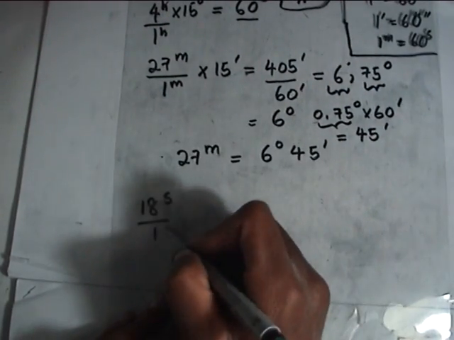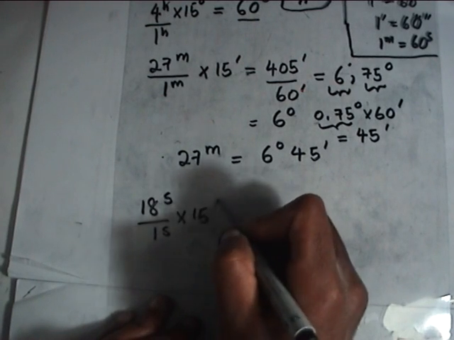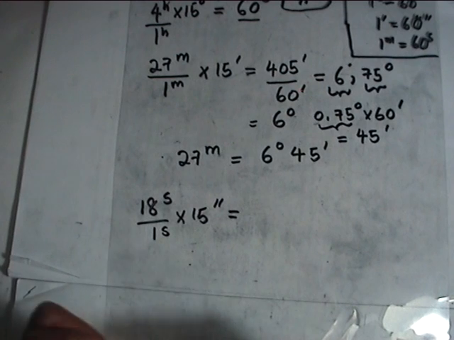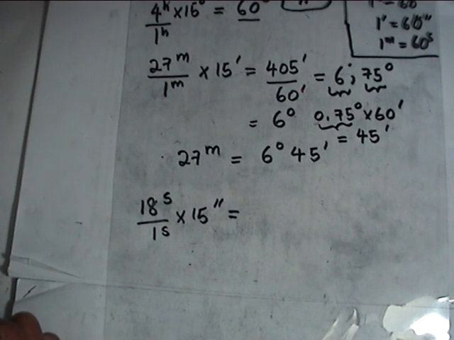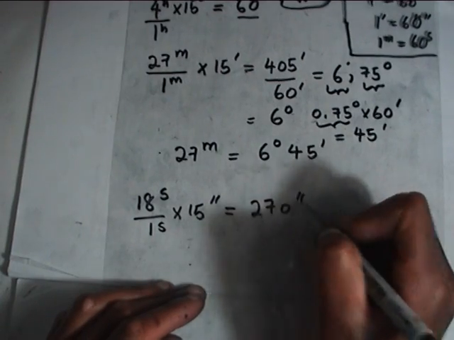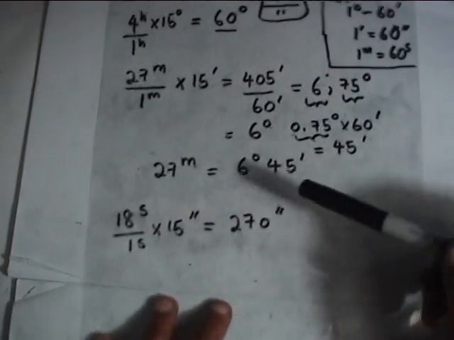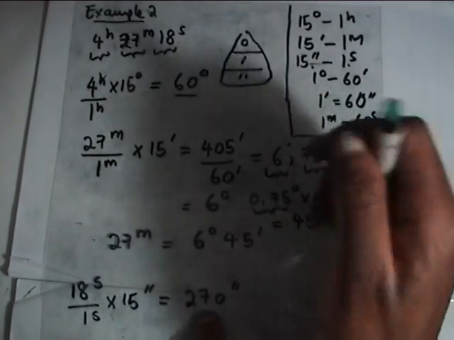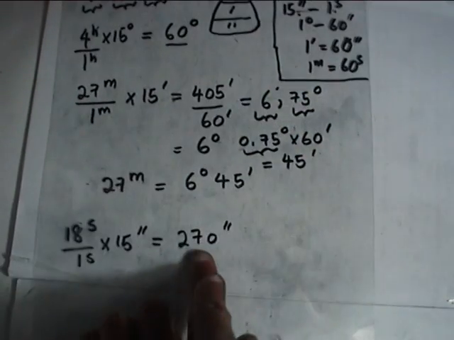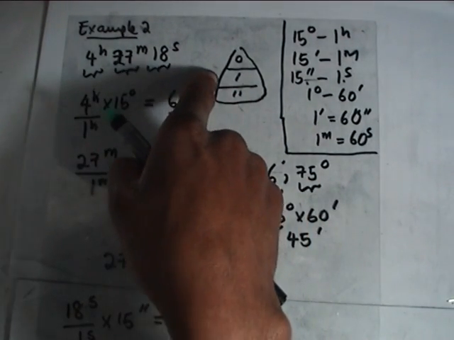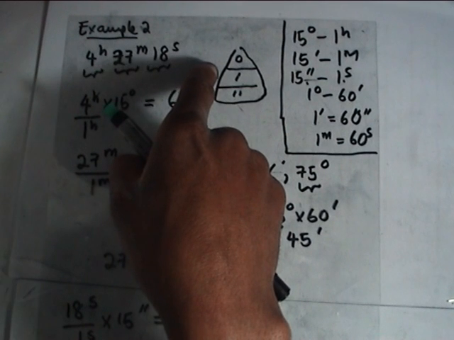We're going to divide this by 1 second multiplied by 15 arc seconds, like that. That's what we're going to do. And when we do the division on the calculator, we'll get 270 arc seconds. But just like we did for the minutes, this 270 might be housing full minutes that are on top of the seconds. They might be housing full minutes.